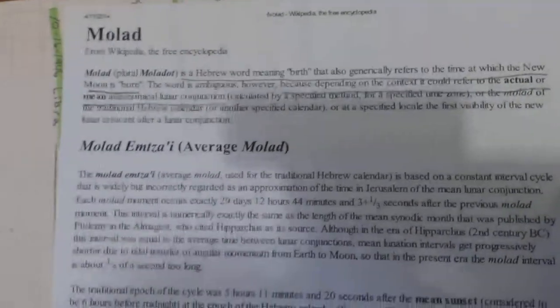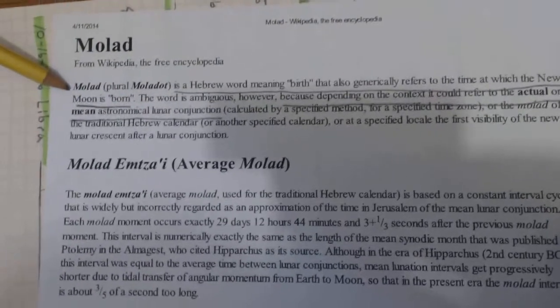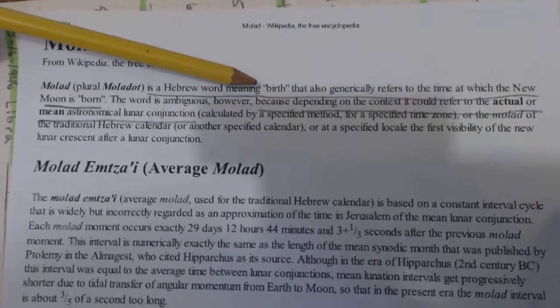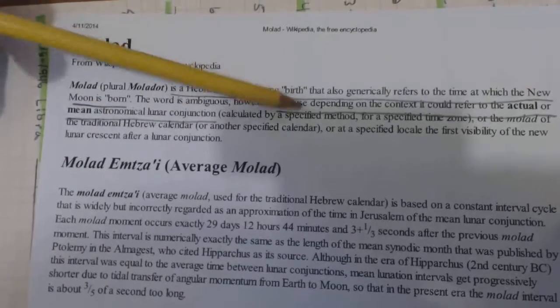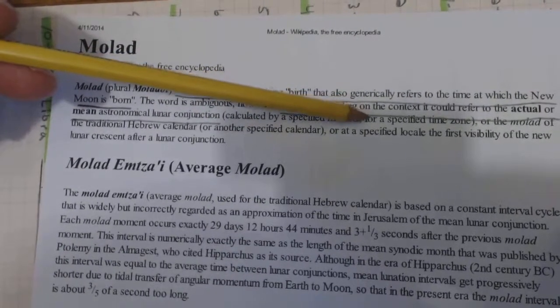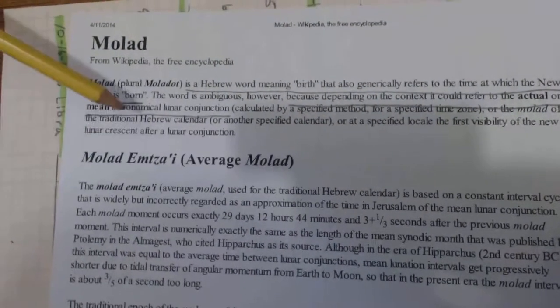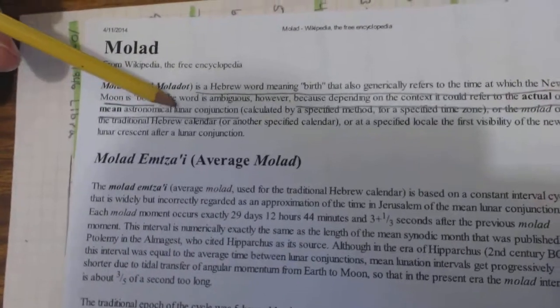And so I'm going to be speaking now about what's called the molad. All right, this all plays in, in my opinion. The molad is a Hebrew word meaning birth. It generically refers to the time at which the new moon is born, and the context could refer to the actual or mean astronomical lunar conjunction.